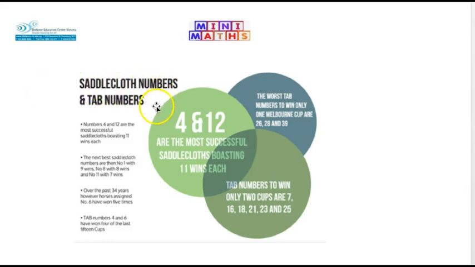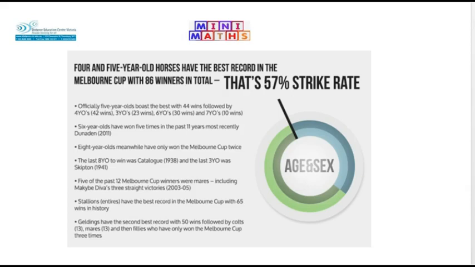Saddlecloth numbers are the numbers the horses wear, and tab numbers are the numbers that they use to make a bet or for a sweep. And we have a lot of data about what past Melbourne Cup winners had done. Here's another way of presenting data. Somebody's gone back, counted all the horses that won, and found out that a horse that is 4 or 5 years old has a 57% chance of being the winner.